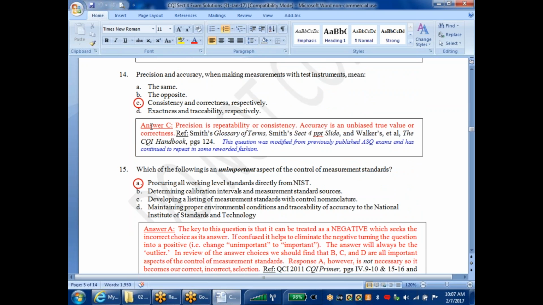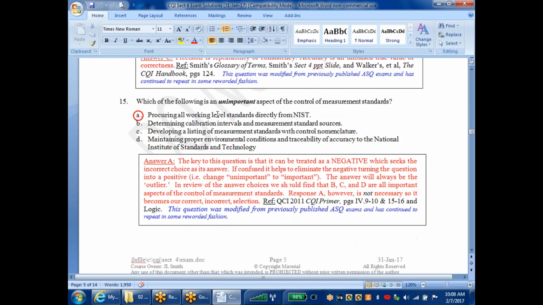14, precision and accuracy. When making measurements, would test measurements mean the same? Well, precision and accuracy are two different things, but they're not exactly opposite. So you want to ignore A and B. And the answer is C, consistency. You could look this up in the glossary. You could look up precision. One of the things for precision is consistency. Accuracy is the same as correctness. Okay, so again, a little bit of logic using the glossary would be very helpful for you.